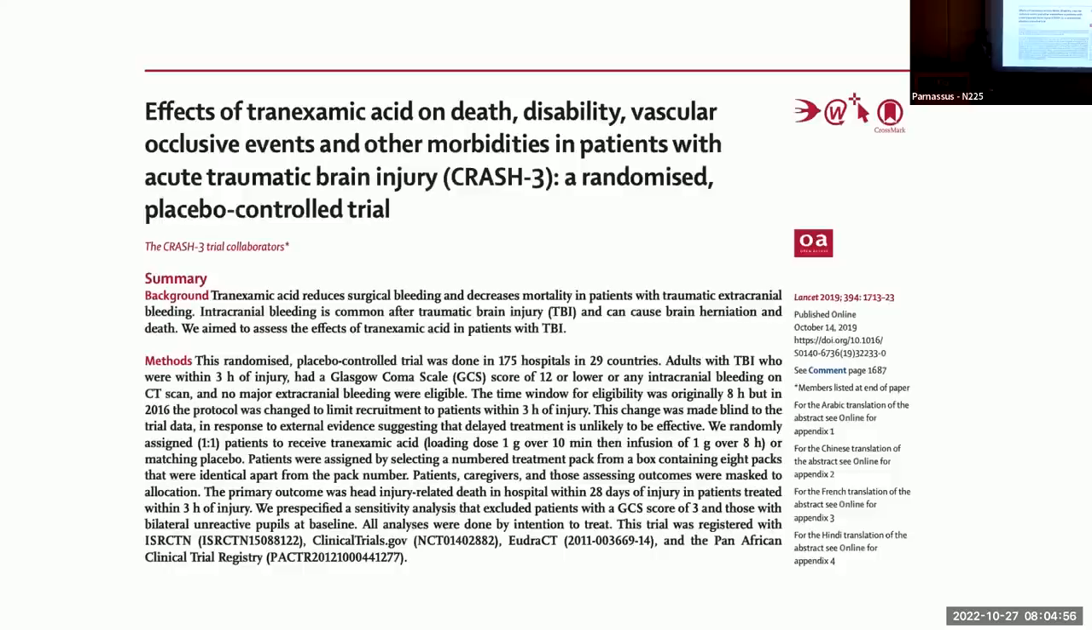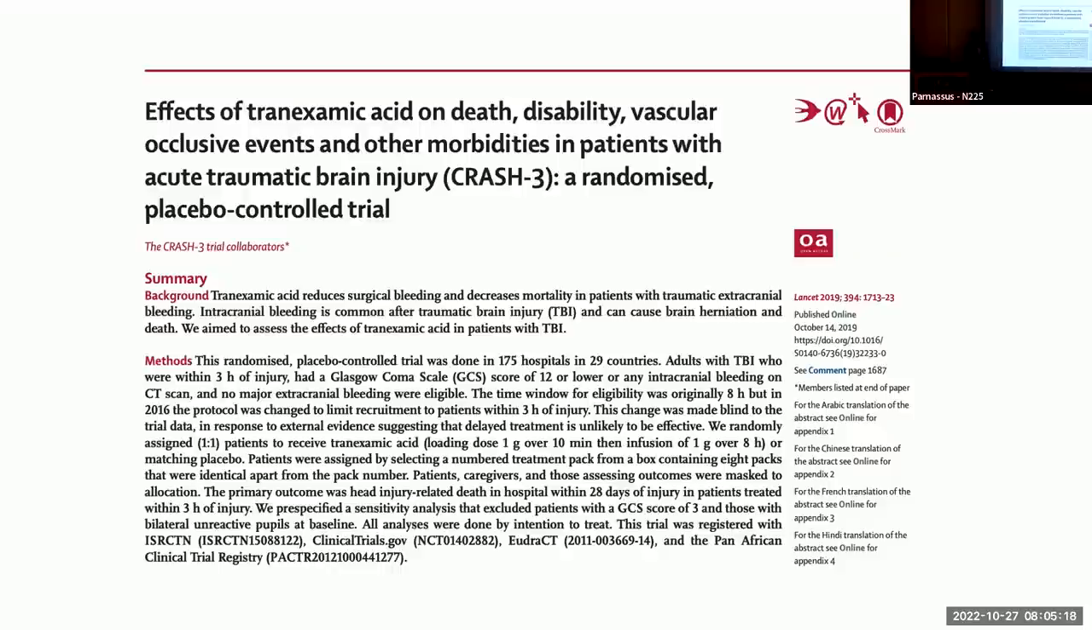Let me start with CRASH 3. So what was CRASH 2? CRASH 2 was a randomized controlled trial of trauma patients, whatever the reason, who are bleeding out, randomized to TXA, tranexamic acid, which is a fibrinolytic drug, or placebo. Its primary endpoint was all-cause mortality. And CRASH 2, with 10,000 people in each arm, shows a reduction in all-cause mortality. It looks like a really good result.